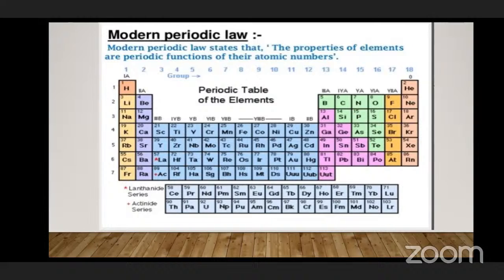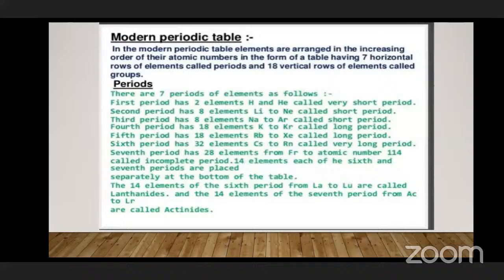Atomic number 11 to argon 18. So in the third period we have 8 elements. Easily we can remember this: first period 2, second period 8, third period 8. 2, 8, 8 elements we have in the 3 periods continuously.